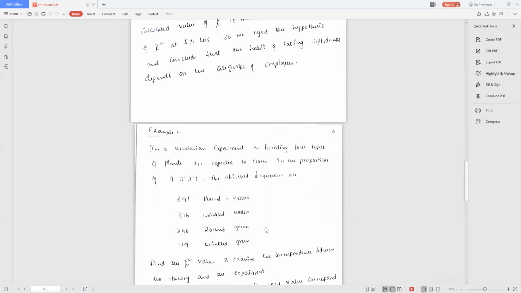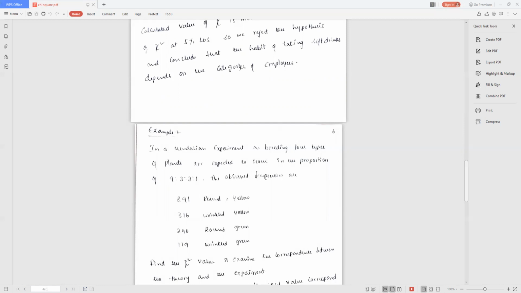Suppose in a Mendelian experiment on breeding, four different types of plants are expected to occur in a proportion of 9 is to 3 is to 3 is to 1. Wherever you get such expected or observed frequencies, they will directly be given like this.